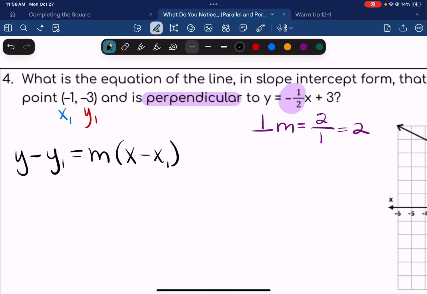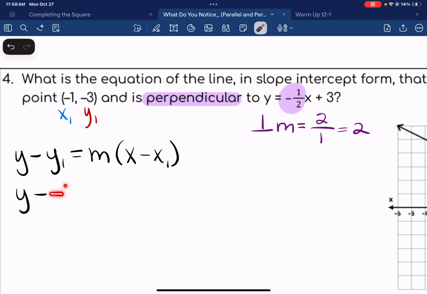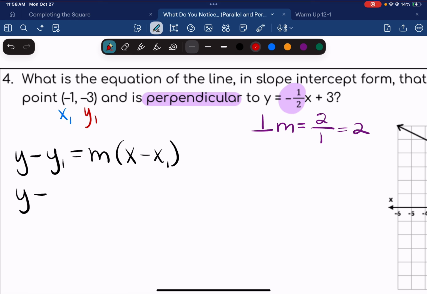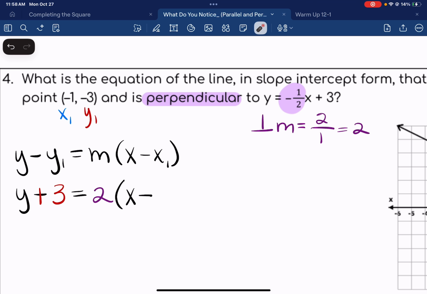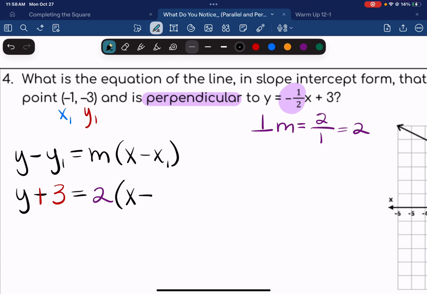And let's go ahead and sub in our values here. So we have y minus, our y1 is a negative 3. So minus a negative 3. Remember, when you're subtracting a negative, that really means plus. So let's go ahead and change that to a plus 3. And that should equal our perpendicular slope, which we know is 2, times x minus our x1 value, which is a negative 1. And minus a negative is, of course, plus. So let's go ahead and change this to a plus 1.